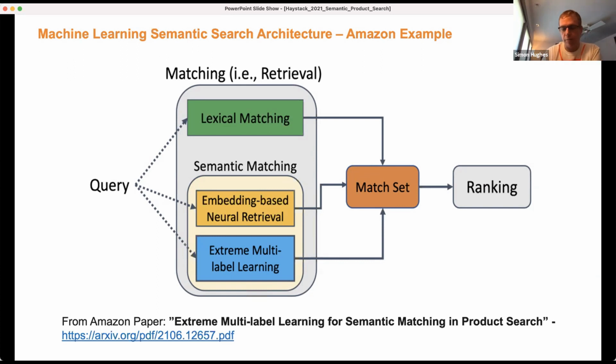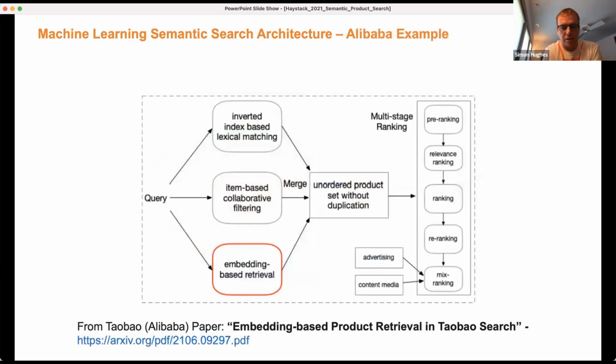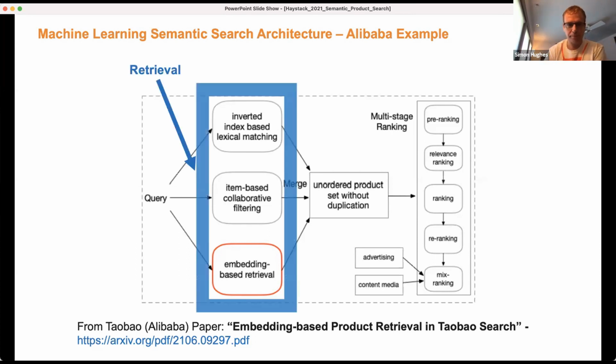Amazon is not the only company to propose this sort of ensembling type approach to machine learning retrieval. For instance, here's another example from Taobao, who are Alibaba, in their paper Embedding-Based Product Retrieval in Taobao search, where they use lexical matching, embedding-based retrieval, and a collaborative filtering model to produce the matching set. So you see that is, again, the retrieval set of algorithms. So they have 3 different retrieval systems.